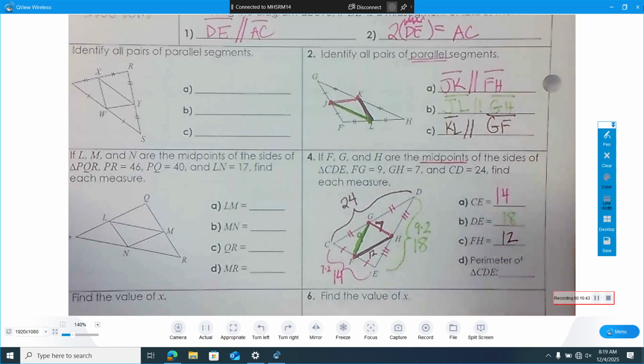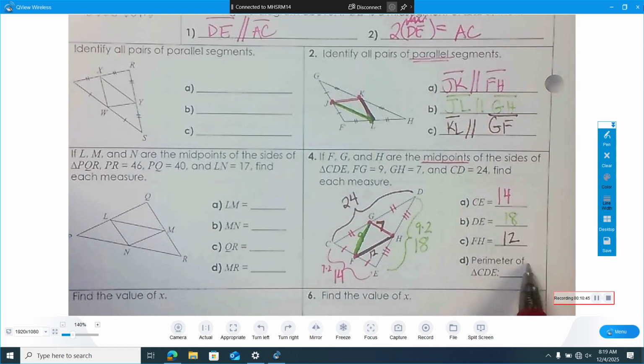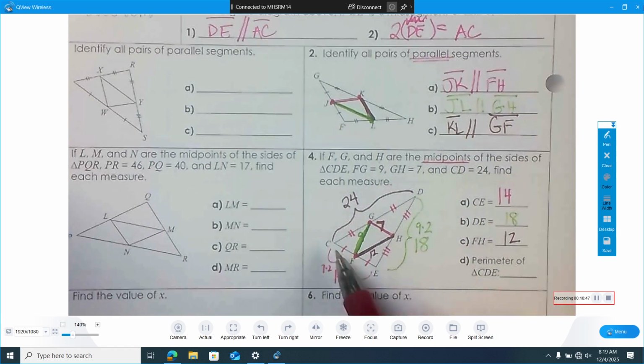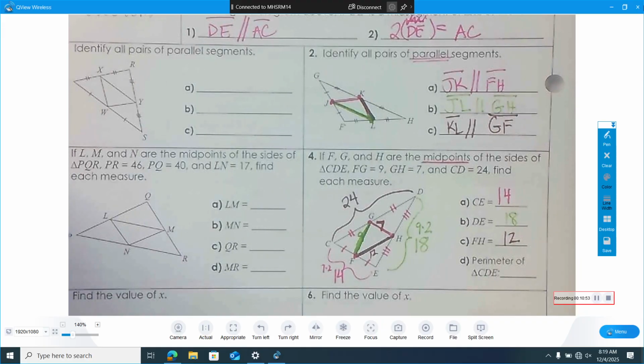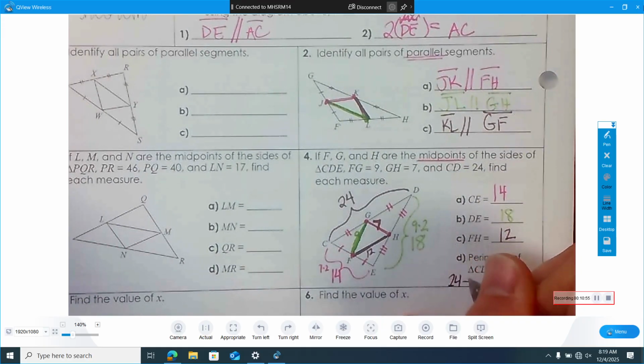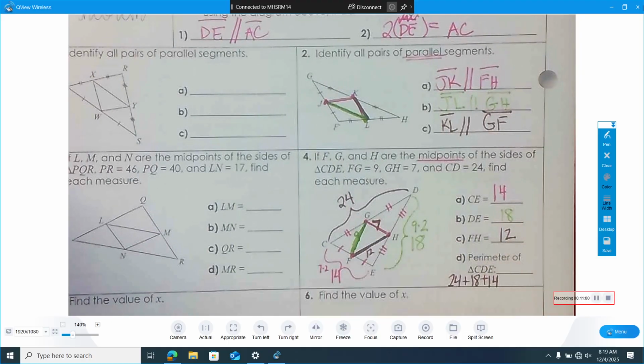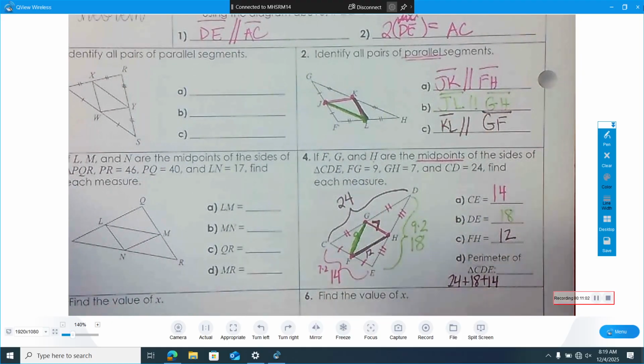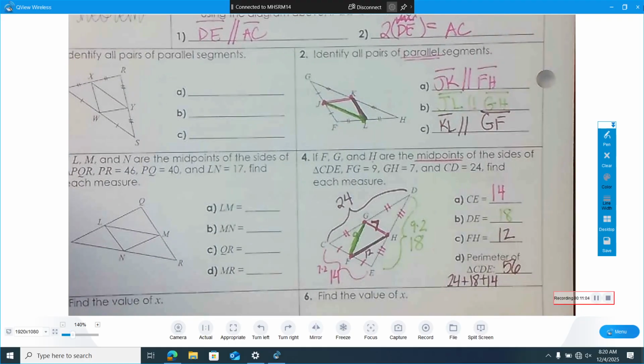So it is 12. Now, what's the perimeter of triangle CDE? CDE, the big triangle. What's perimeter? Yeah, it's 24 plus 18 plus 14. We know all 3 side lengths. We just have to add them up, and what do we get? 56, okay? Easy or hard? Easy. Okay?